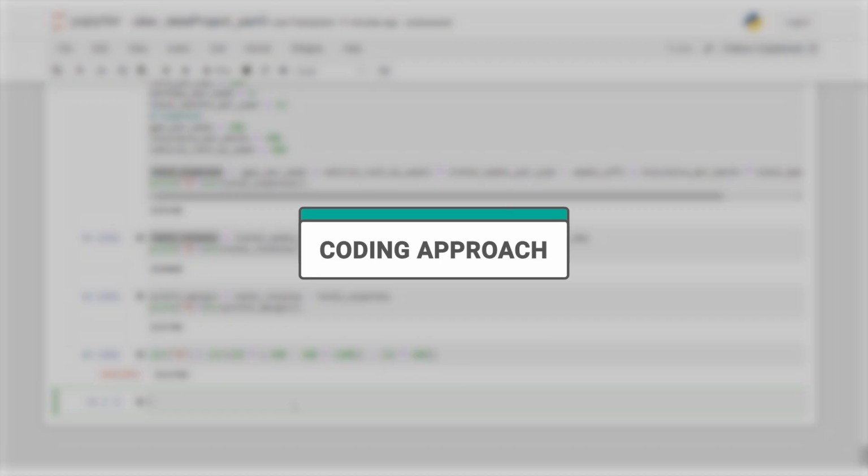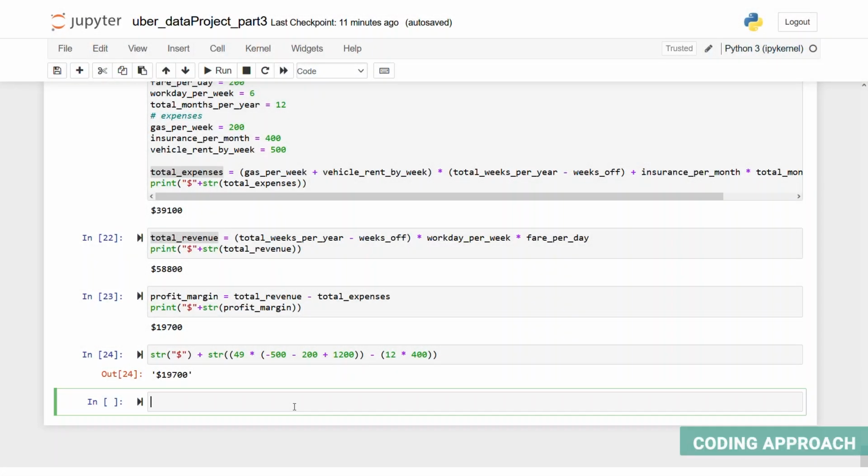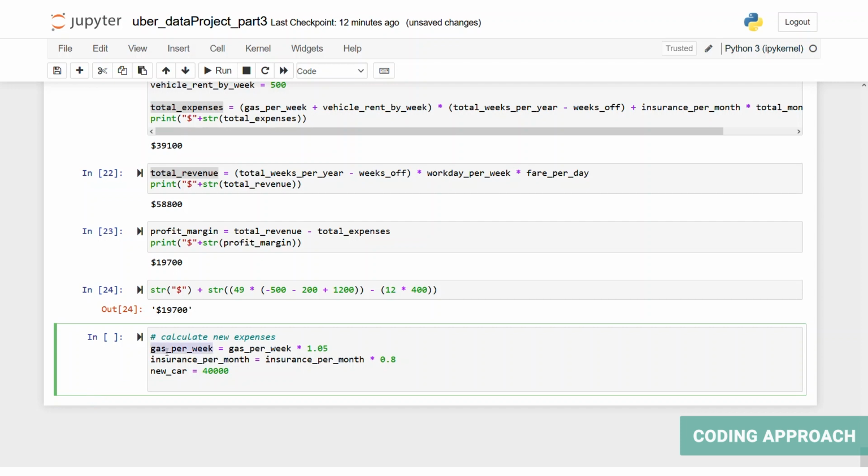So here we will do the same math, just with a couple of adjustments. First, we will increase the gas per week. Since it's rising by 5%, we'll just multiply our old cost by 1.05 and reduce the cost of insurance by 20%, which means we will multiply our old insurance by 0.8. And then we have the new expense of the price of the car, but there won't be a car rental, so we'll assume the driver buys it for $40,000.